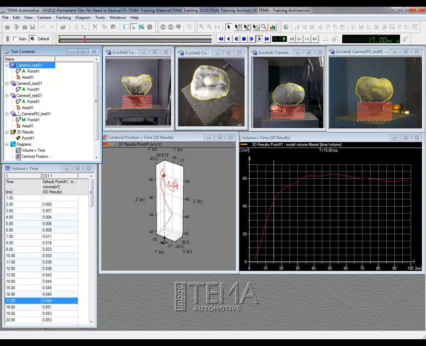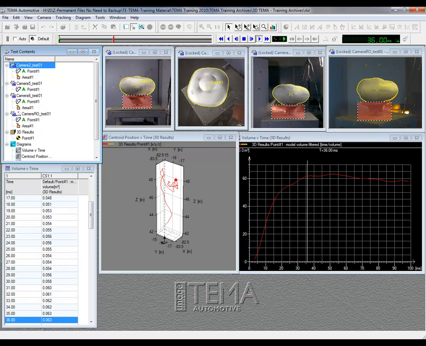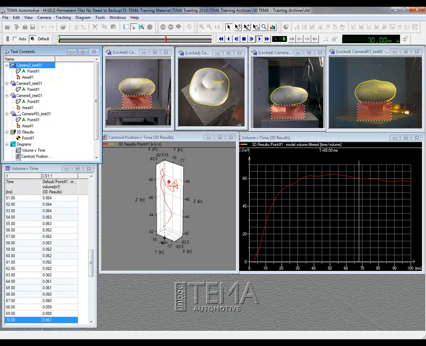Finally, using several cameras, we can plot the outline in 3 dimensions, thus enabling us to plot the volume as a function of time.